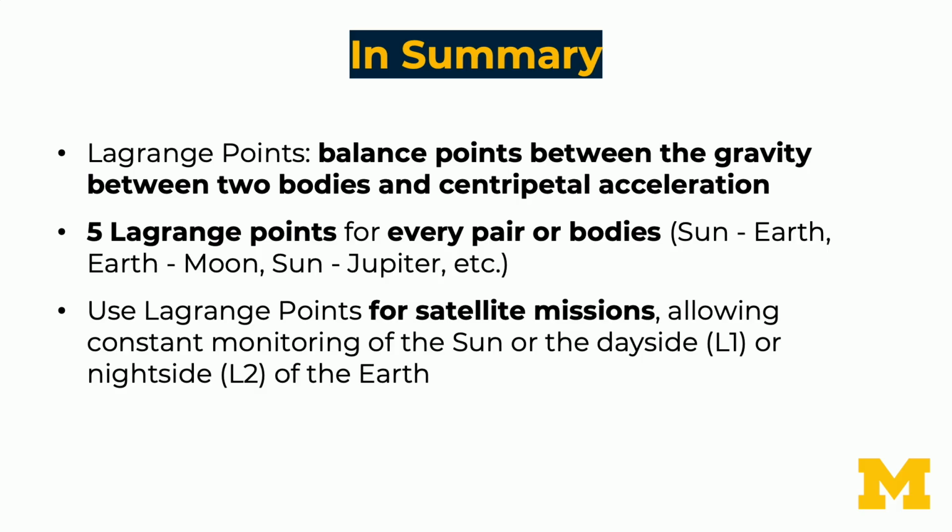So in summary, Lagrange points are a balance point between the gravity of the two bodies and the centripetal acceleration. There are 5 points for every pair of bodies: the Sun and the Earth, the Earth and the Moon, the Sun and Jupiter, etc. And we use Lagrange points for satellite missions, allowing constant monitoring of the Sun or the day side of the planet at L1 or the night side of Earth at L2.